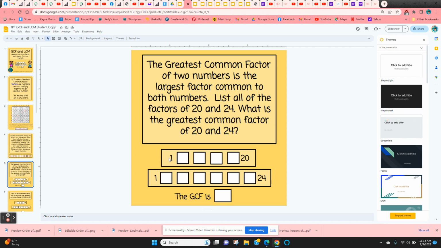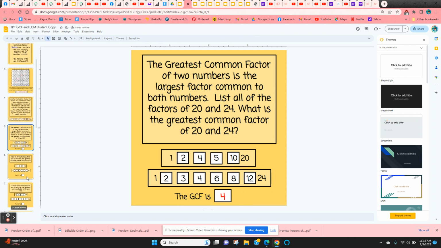So here for the factors of 20, we have 1 and 20. I'm going to work toward the center, 2 and 10, and 4 and 5. Now the factors of 24, I've got 1 and 24 already. I've got 2 and 12, 3 and 8, and 4 and 6. So the greatest number they have in common would be 4. So the GCF, or greatest common factor, is 4.